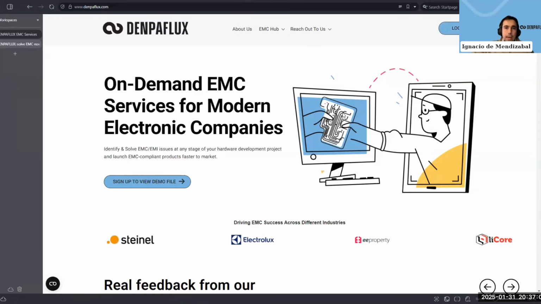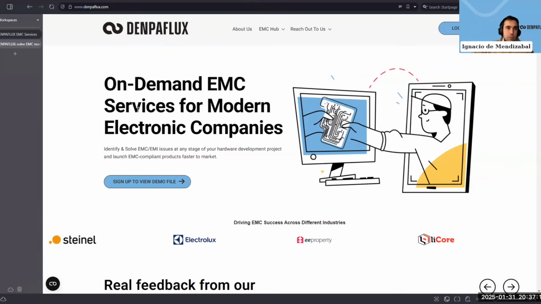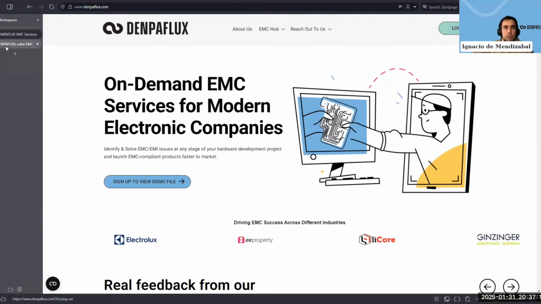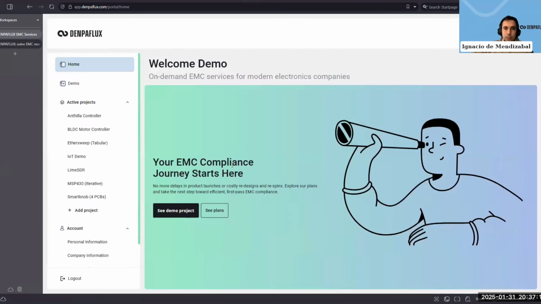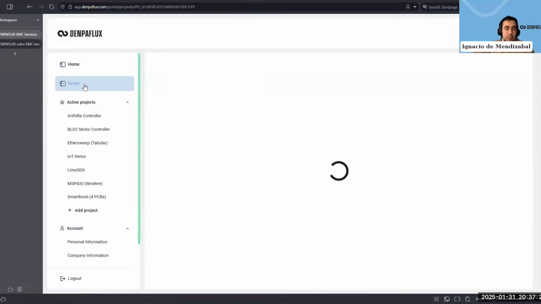And here you will have access to your account. Today you can create an account and register, and you will have access to some demo projects. So once you create an account, you will have access to our Denpaflux platform. This is the main site, and here you will have an overview of the projects that are your projects. Some of them are demo projects.